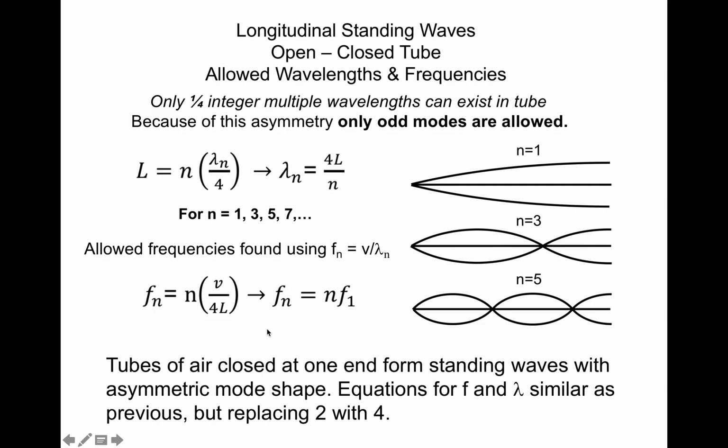So you take a look at the equations. They're identical except for one thing. There's a 4 everywhere instead of a 2. That's the only difference, and the fact that the n values can only be odd integers. So they form standing waves with asymmetric mode shapes. The equations for the frequency and wavelength of each mode are similar, but you need to replace 2 with a 4. So that's really all that you need to worry about.